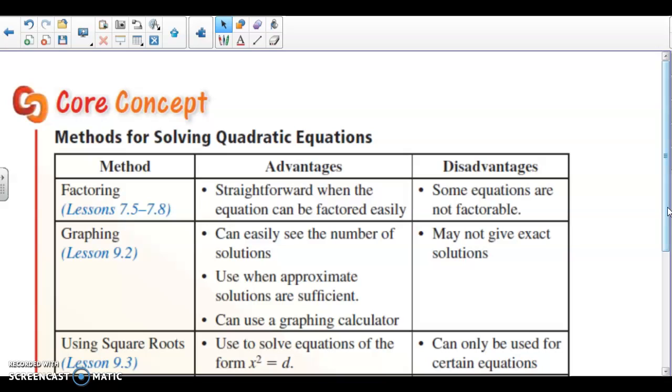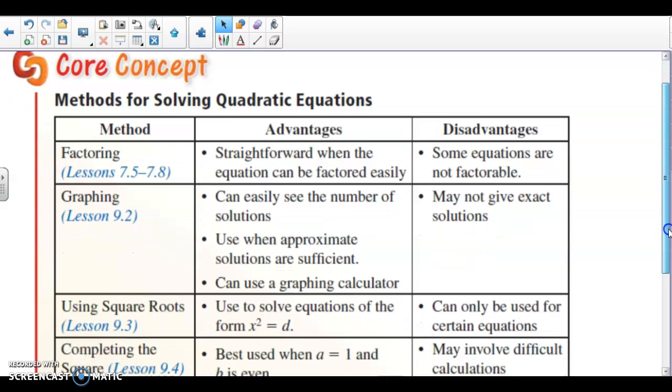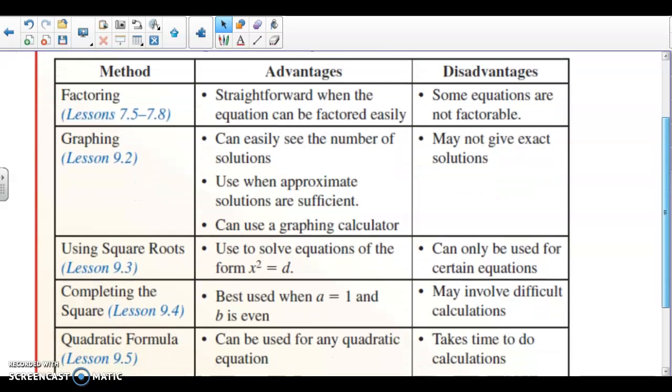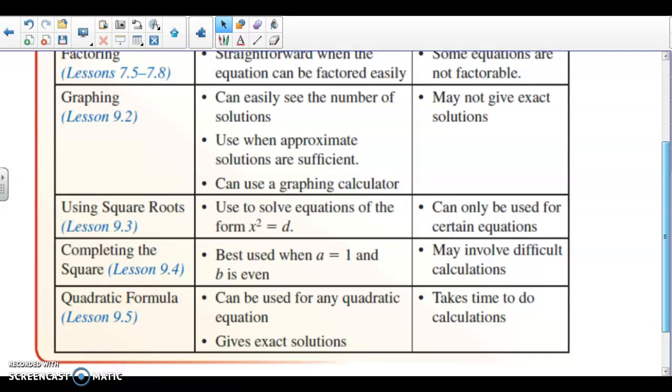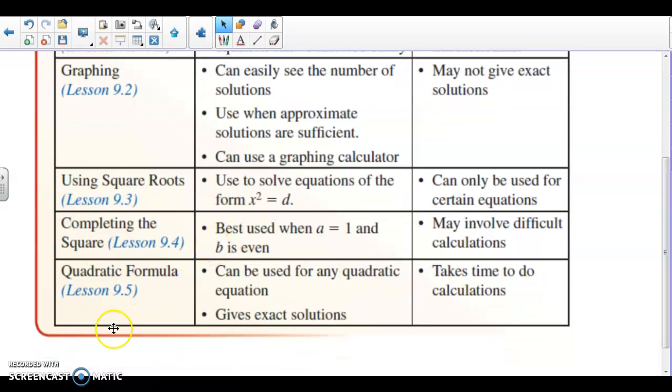Alright, so today we're going to move on to the last part of 9.5, which is deciding what method you should use to solve a quadratic equation. So we've learned all of the methods at this point. There's factoring, which we learned in 7.5 to 7.8, so it seems like forever ago. There's graphing, which we did in 9.2. Using square roots, which we did in 9.3. Completing the square, which we did in 9.4. And quadratic formula, which is in 9.5.